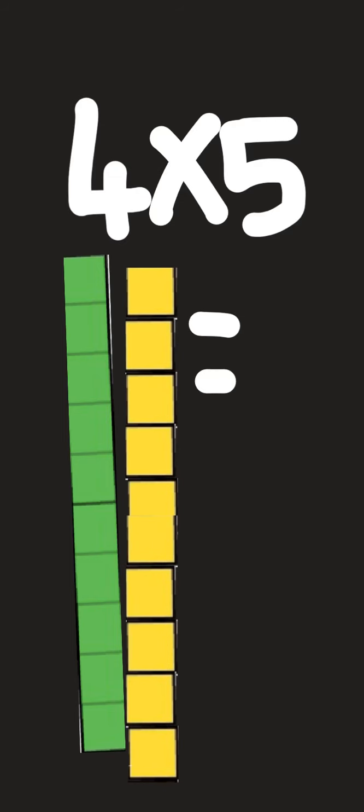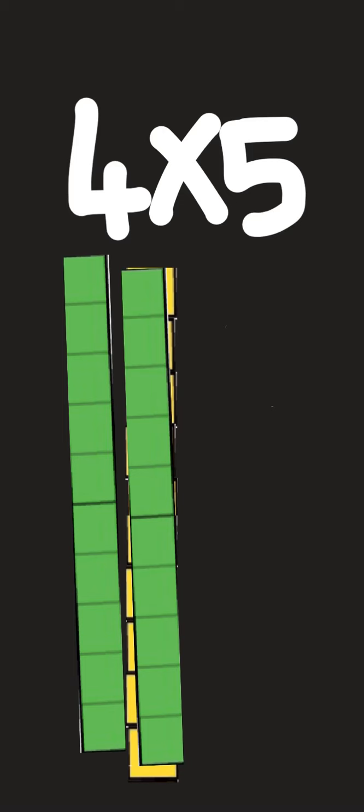4x5, 4 lots of 5. We've got 2 lots here, a third lot here, and a 4th lot of 5 here. 2 lots of 5 here make a 10. So as you can see, my 2 5s made another 10. So 4x5, there's 2 lots of 5 in 10. So I've got 4 5s in total. 5, 10, 15, 20. 4x5 equals 20.